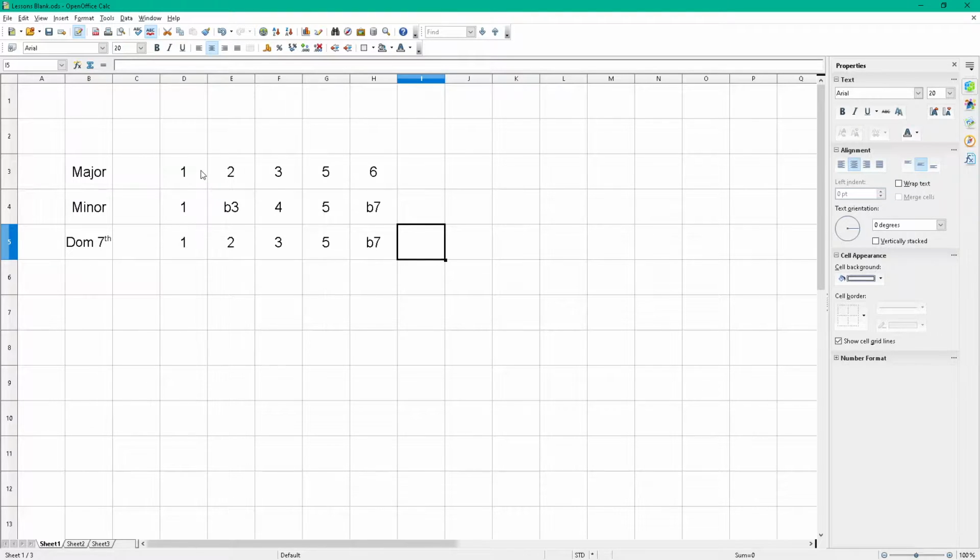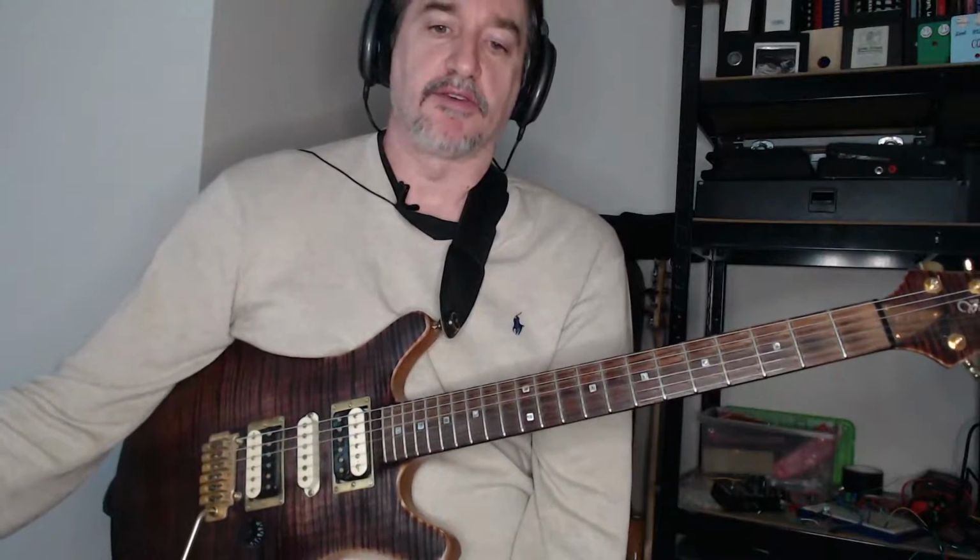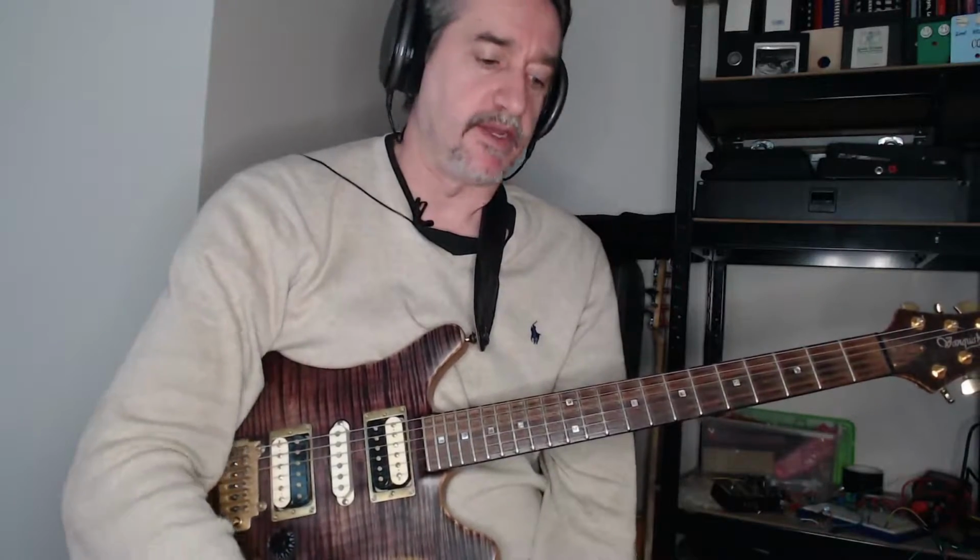In other words, as you can see, it's pretty much the same as a major pentatonic, but we're using the flat 7 instead of a 6. And of course, this is a scale that applies to dominant 7 chords. Still a pentatonic scale, because it's a scale made of 5 notes.